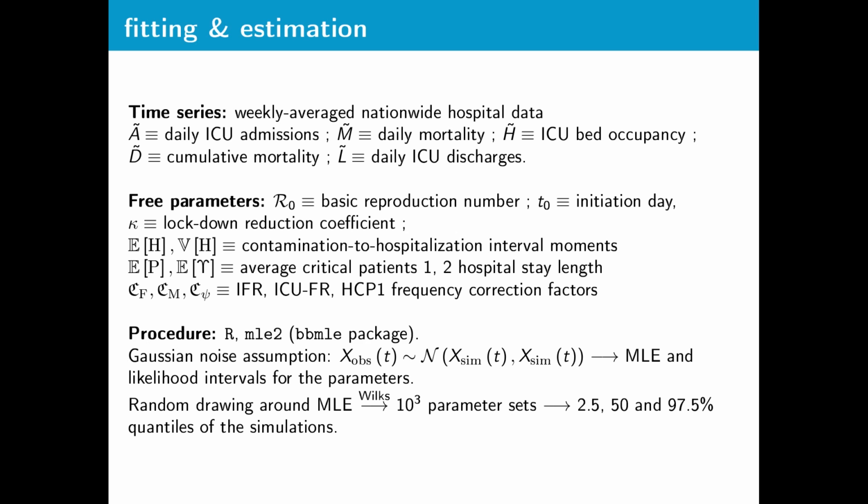The data used to fit and estimate the parameters of the model are those of the weekly average nationwide hospital data, mainly daily ICU admissions, daily mortality, and as well ICU bed occupancy. We have 8 free parameters to estimate, starting from values from the literature: the R0, the initiation day, and the lockdown reduction coefficient mainly. The others are parameters used to fit the distributions of the waiting times, as well as correction factors, mainly related to fatality rate ratios.